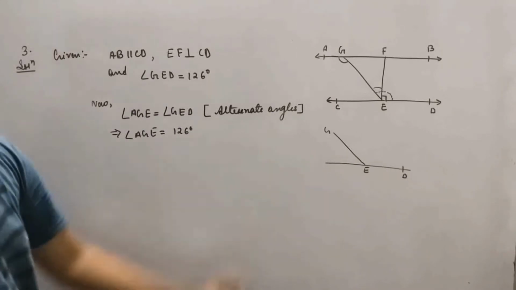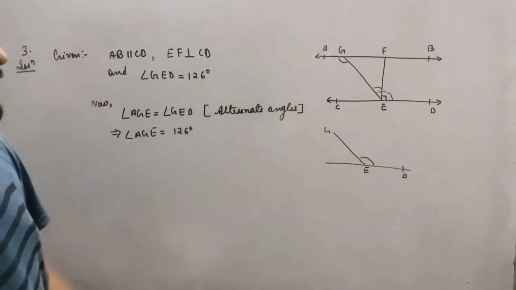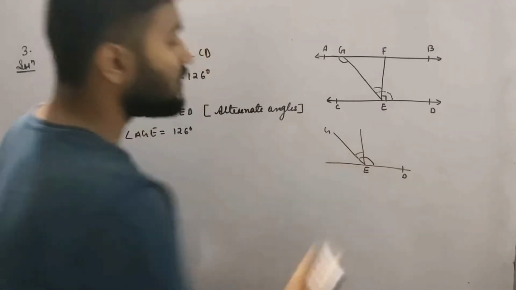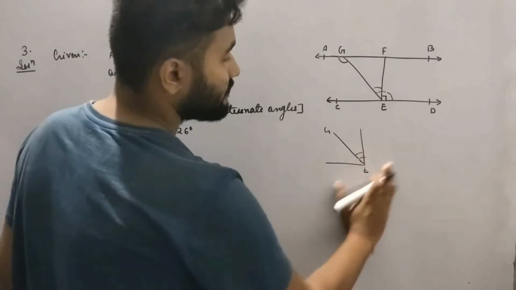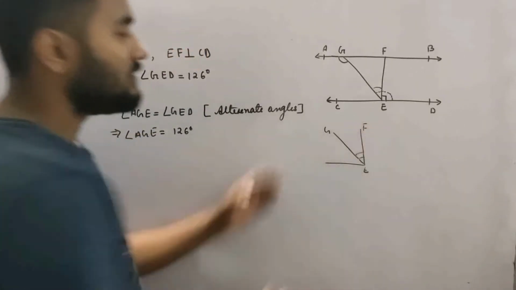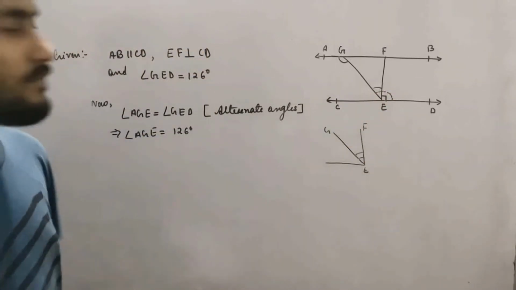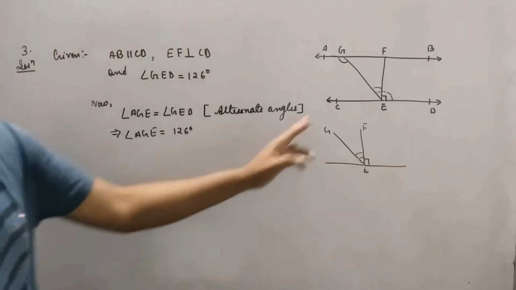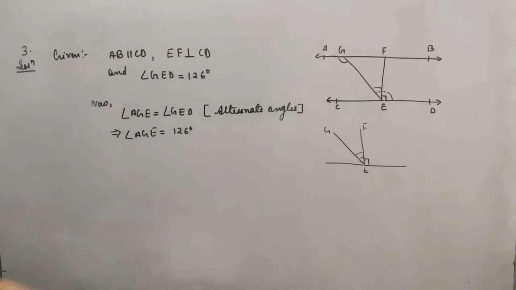This is angle GED. Okay. This is the complete angle GED, 126 degree. And this is angle GEF. So from this complete angle GED, if I subtract this part, then what will remain? Angle GEF will remain. So what is this part that I have subtracted? This part is 90 degree, right? So from this complete angle GED, if I subtract this 90 degree, I will get angle GEF.